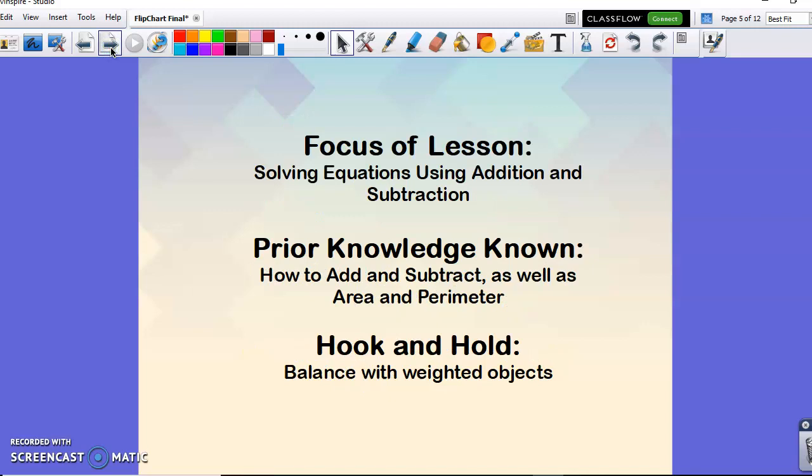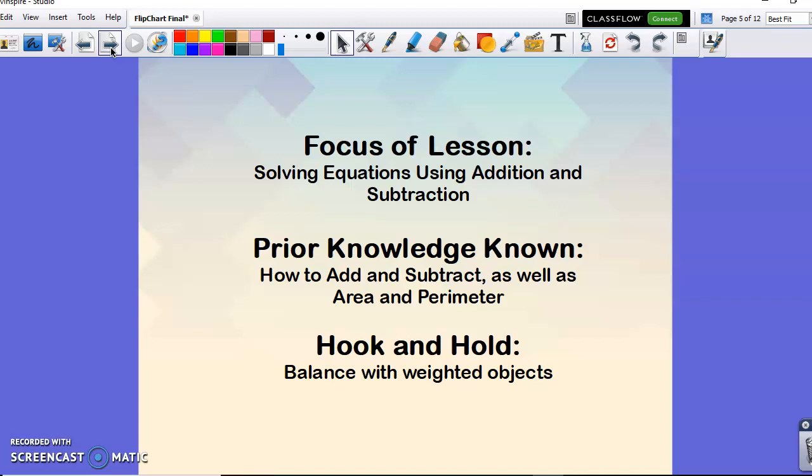The focus of this lesson is solving equations using addition and subtraction. That is through our properties, and the students can see them in action with the examples of I do, we do, you do. The prior knowledge known is how to add and subtract, and this will help them solve for both sides of the equivalent equation of the equal sign, as well as knowing the perimeter and area formulas. That will help them with the real-world problems that we use as examples, relating math to much more than just numbers.